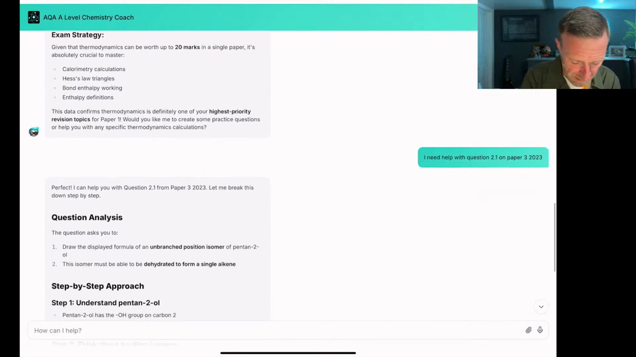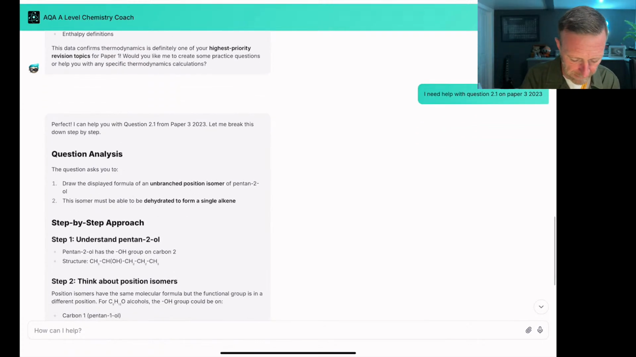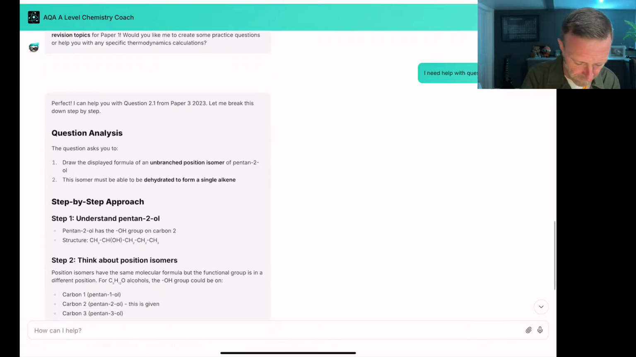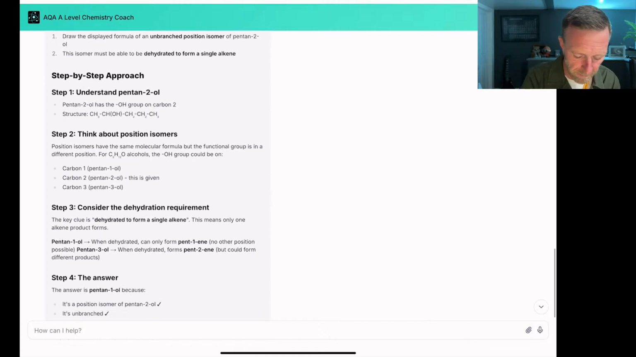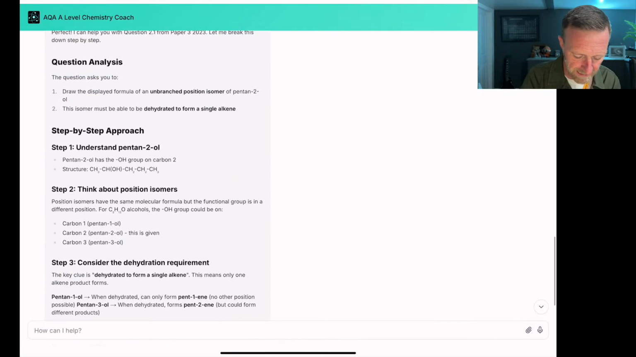Okay, so the question analysis is here. Draw the display formula of an unbranched isomer of pentan-2-ol. This must be dehydrated to form a single alkene. So step 1, understand pentan-2-ol, draw the structure of it. Think about position isomers, consider the dehydration requirement, and then of course the answer at the end there.